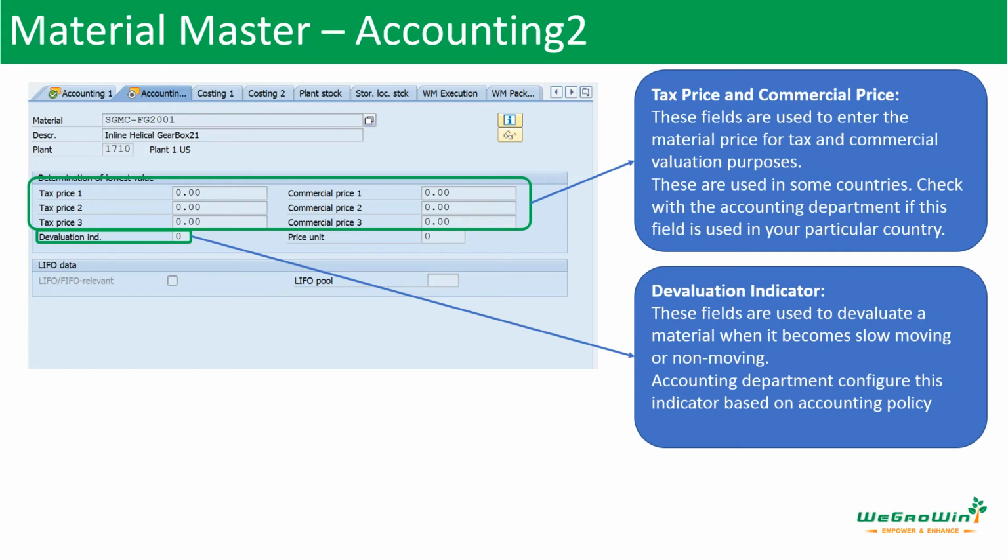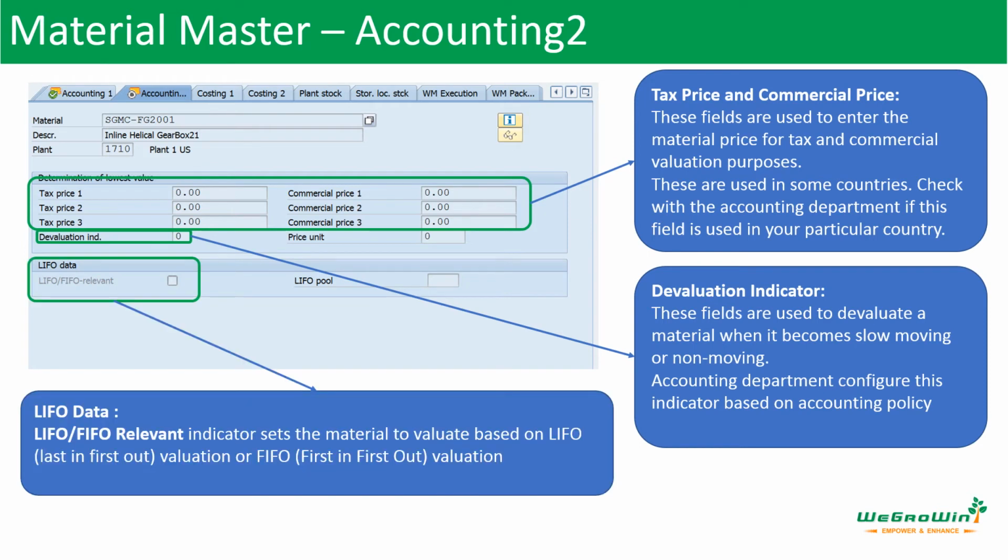This is very significant because the planning people should also know if a devaluation is happening, meaning the material is lying for long, and you have to take action to use or remove these materials, or consume the materials. Next you have LIFO and FIFO, right?